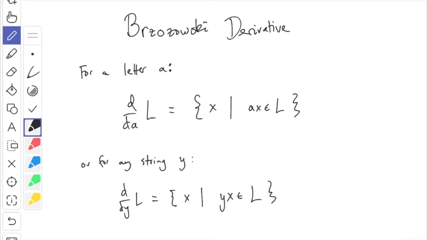Why is it called the derivative? Actually, I'm not 100% sure about this. There is something like the product rule, which works for the derivative, although I don't really want to get into it.